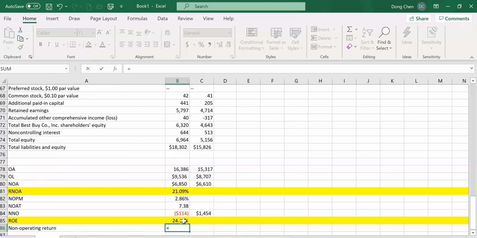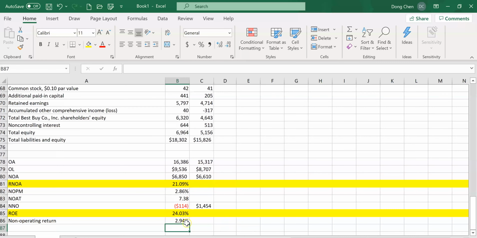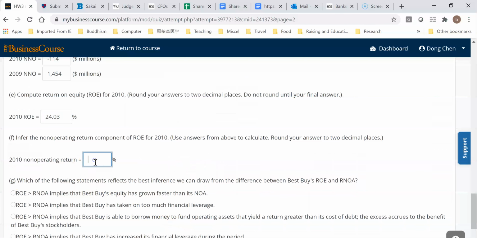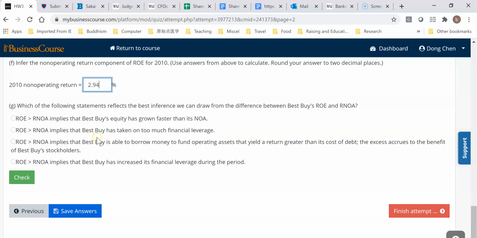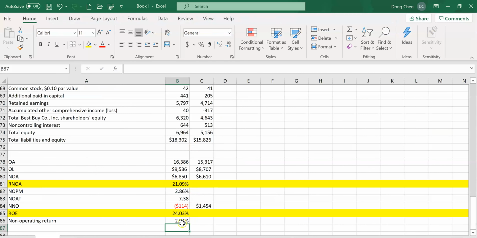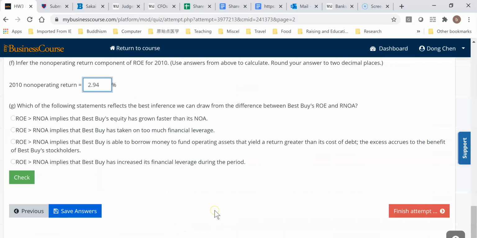So this is the ROE minus the RNOA. So this gives us 2.94. All right, final part, G. Which of the following statements reflects the best inference we can draw from the difference between Best Buy's ROE and RNOA? Notice here that ROE is greater than RNOA. So that means the non-operating return is a positive number, right?